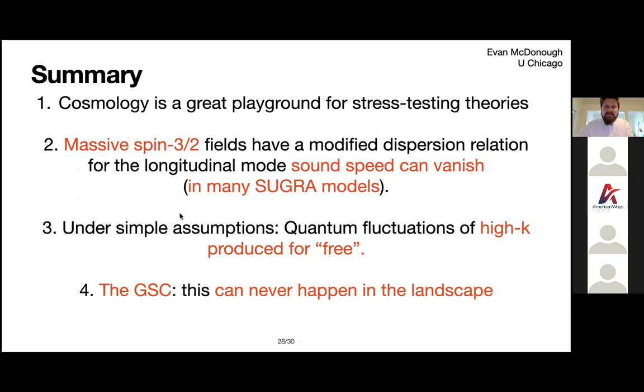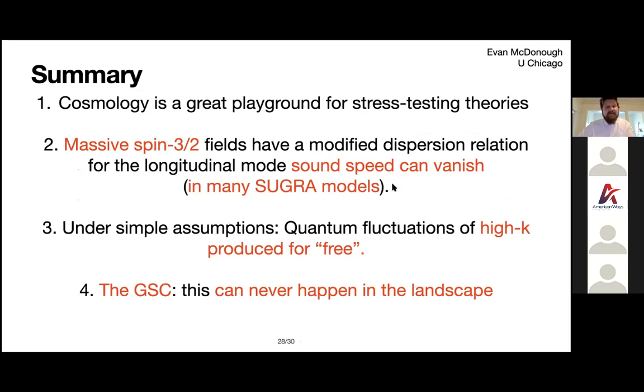Right, so I'm almost just on time. So let me give a quick summary, and then I'll give some directions for future work. One, I tried to emphasize that I think cosmology is a great playground for stress testing theories and studying high energy physics. In particular, what we've been looking at here is massive spin 3/2 fields, which have this curious feature that there's a modified dispersion relation for the longitudinal mode, which is the helicity 1/2 component. And the curious feature is that they have a sound speed, and that sound speed can vanish.